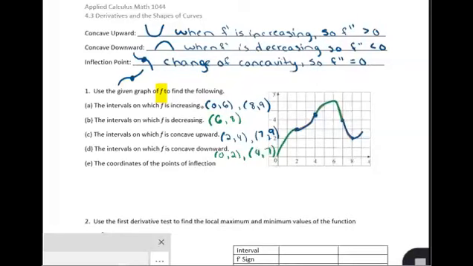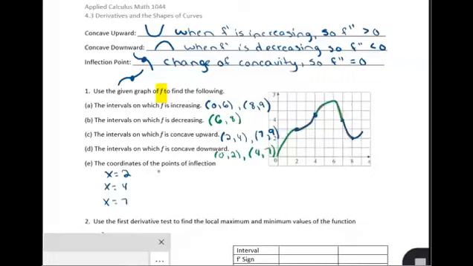Now it's asking us for the coordinates. It's not just asking us for the x value, it's asking us for the coordinates. So we need the x and the y. But we can figure this out. So if we look over here, we've already dotted them. We have one right here at x equals 2. We have one right here at x equals 4. We have one right here at x equals 7.